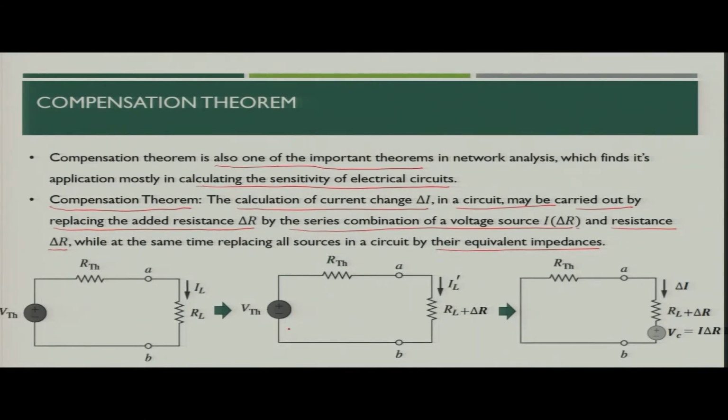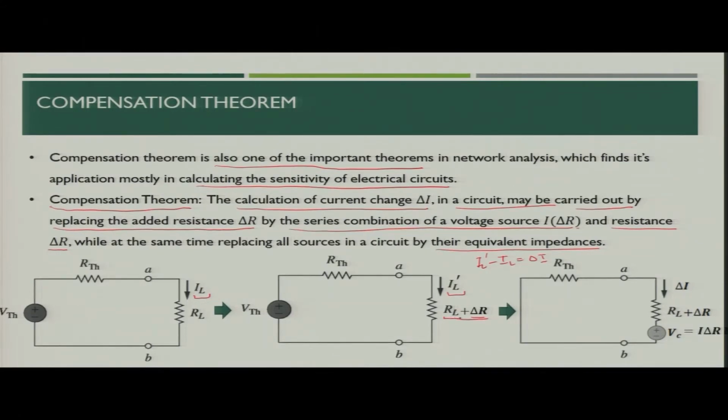Now, suppose if there is a change in value of load RL by delta R. So, what will happen in that case? The updated value of the resistance, that is RL plus delta R, will cause a change in the load current. So, now earlier it was the load current as IL, it has become IL dash. So, IL dash minus IL is nothing but equal to delta I.